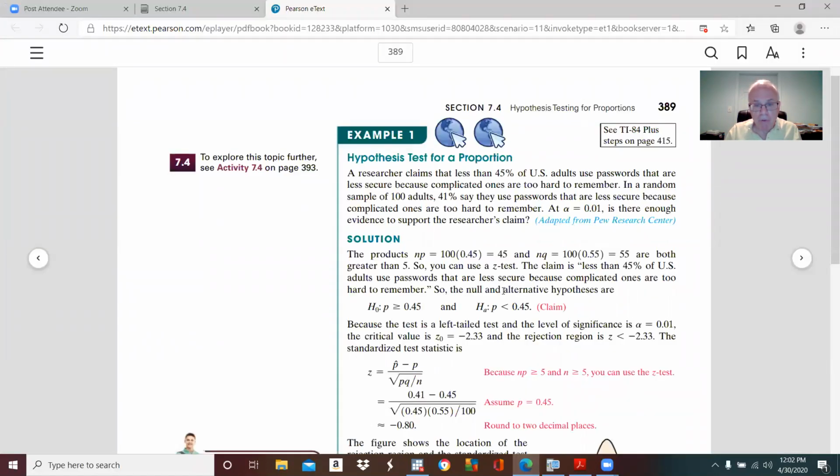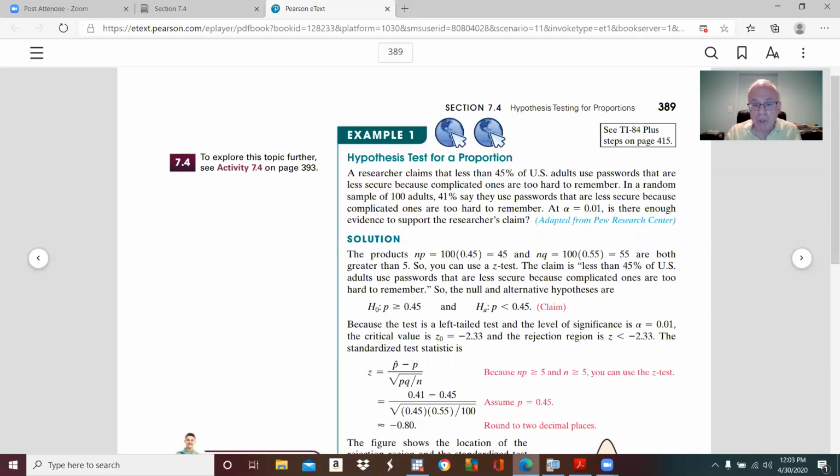notice the alternative hypothesis has less than in it. Remember the rule. The rule says that the alternative hypothesis tells us whether we have a left tail test, a right tail test, or a two tail test. Less than means left tail test. If it was greater than in the alternative hypothesis, it would be a right tail test. And if it was not equal to in the alternative hypothesis, it would be a two tail test. So in this case, it's less than, so it's a left tail test.